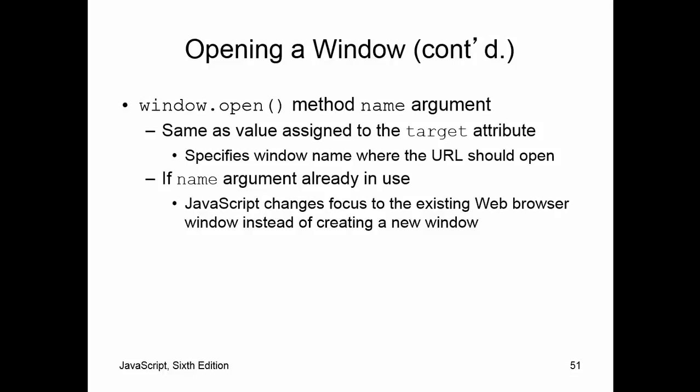It says here the window.open method with a name argument. If the name is already in use, notice what it says: JavaScript changes focus to the existing web browser window rather than creating a new one. So if you've got a window open with a certain name and you try to use another window.open with that same name, rather than having two windows open with the same name, it'll give the focus to the window that's already open.